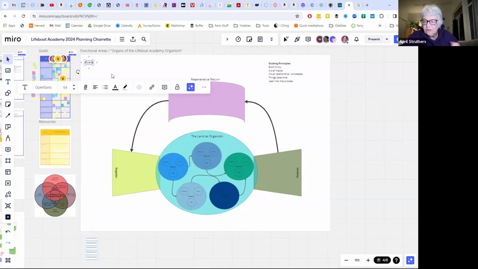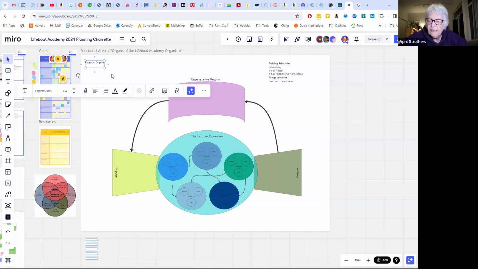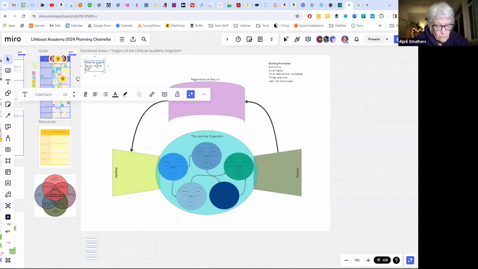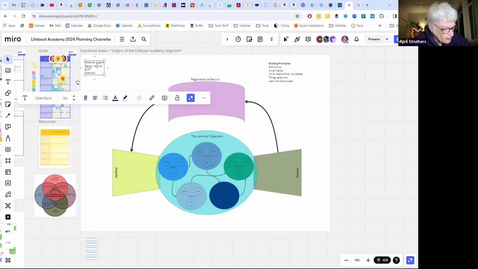Well, it seems to me there's a whole bag of things that's Lifeboat Academy related, and then there's a whole bag of things that are animals and farmy stuff. Over to Cam.